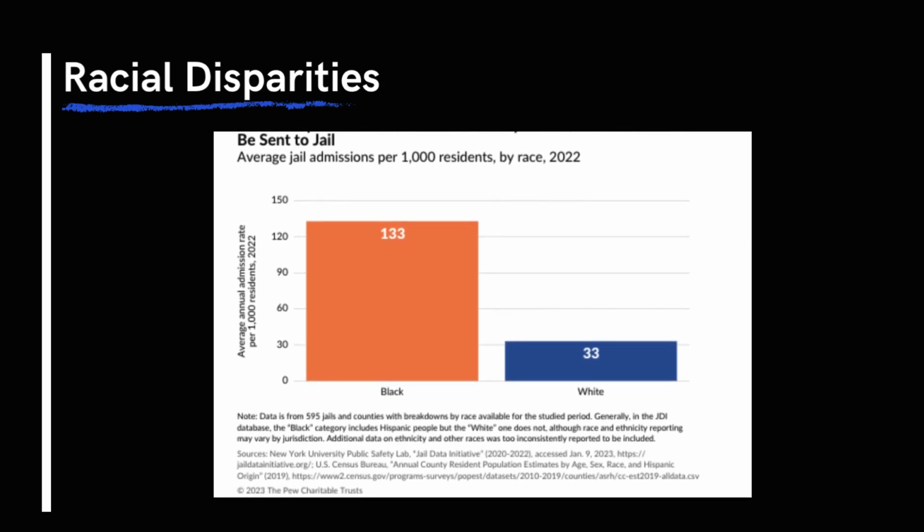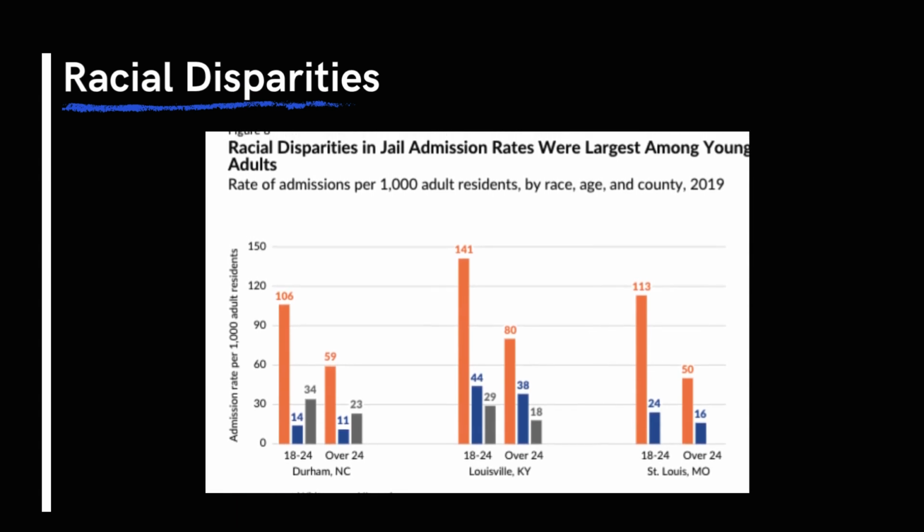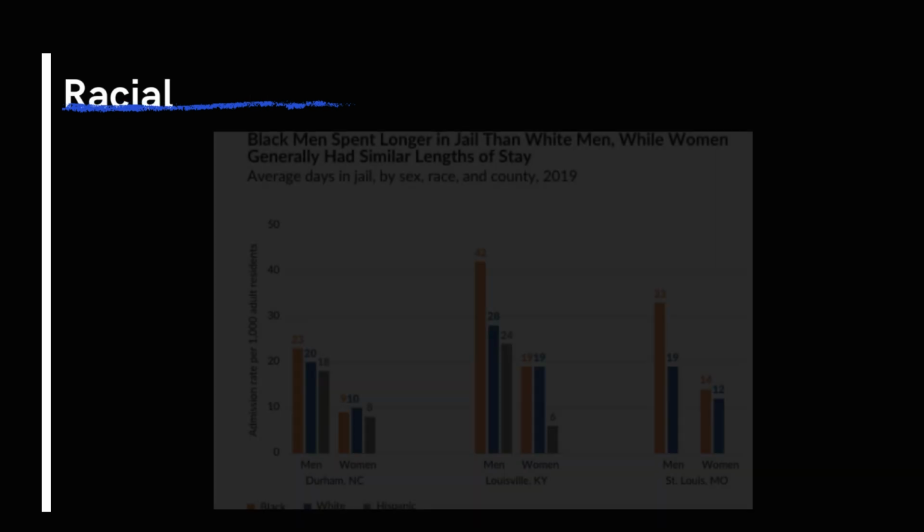The racial disparities are largest within the young adult population. The rate of sentencing young Black people to jail is nearly double in all 3 counties that this study examined than older Black people. The 3 cities that were examined were Durham, North Carolina, Louisville, Kentucky, and St. Louis, Missouri. Compared to the white young adult populations, it is almost 6 times as many people. And while Black men are generally being sentenced longer than white or Hispanic men, Black women are being sentenced to nearly similar lengths as their white and Hispanic counterparts.